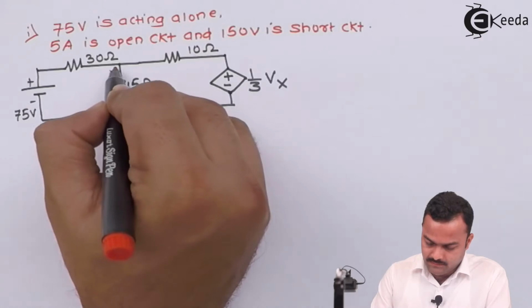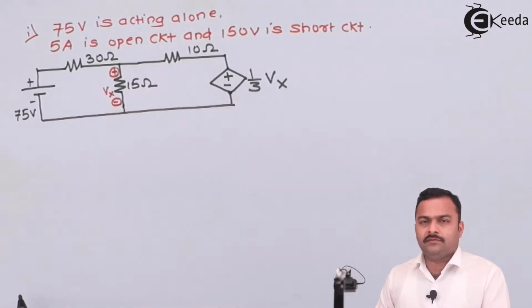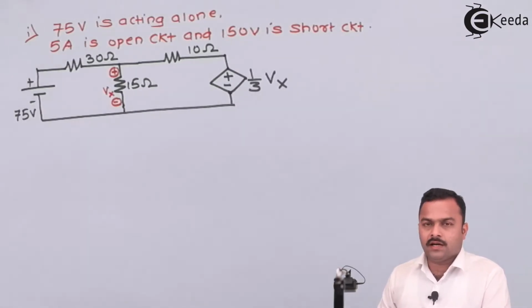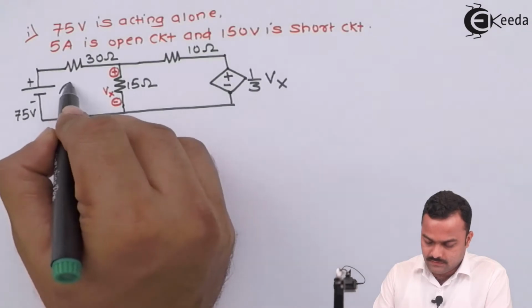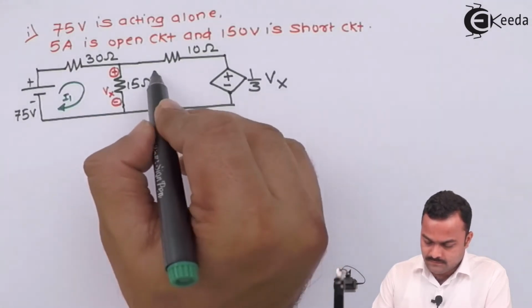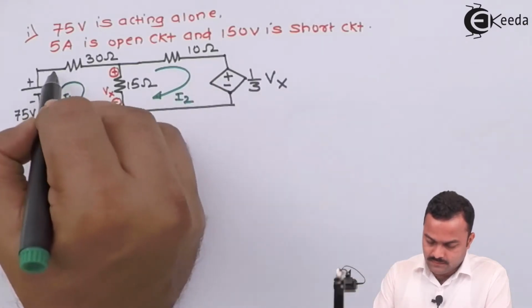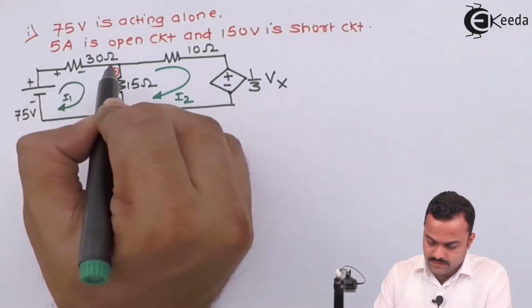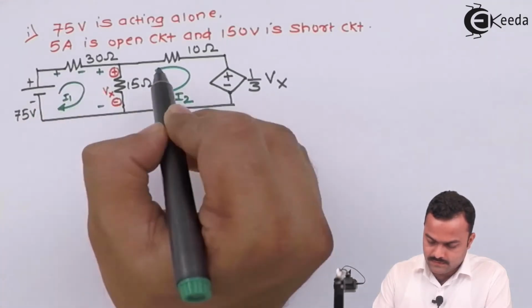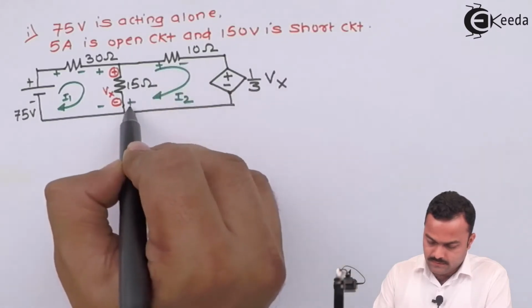Let's encircle the polarity given by them so that there will be no confusion with the polarity that we are going to mark now, depending upon the current flowing through the resistor. So let's consider this is I1 and this is I2, with the polarities plus minus over here, so plus minus and plus minus.